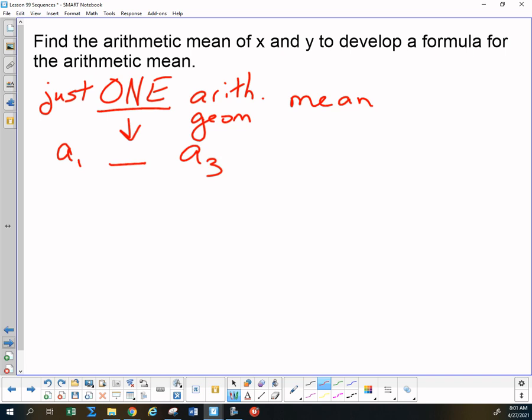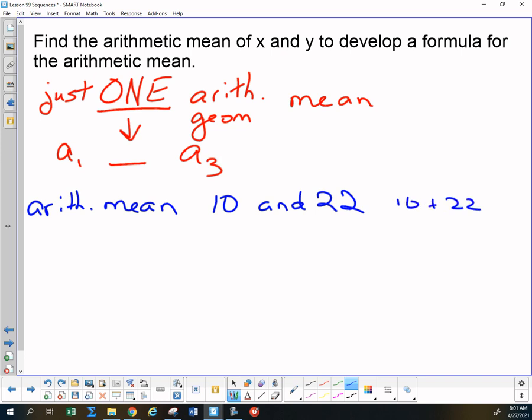So let's suppose that before we do this in general with x and y, let's suppose I said, what is the arithmetic mean of 10 and 22? What would you do? If I just said, what's the arithmetic mean? How do you calculate that? This is review going back like to elementary school again. What would you do? You just add the 10 and the 22 and divide by 2, right? And what will we have? 32 divided by 2, so 16.